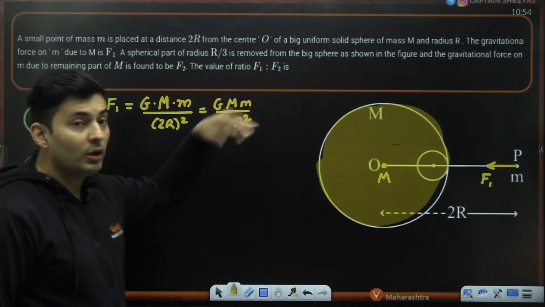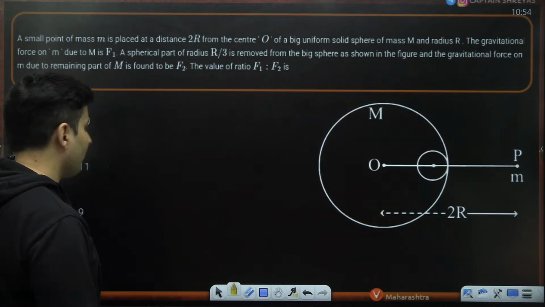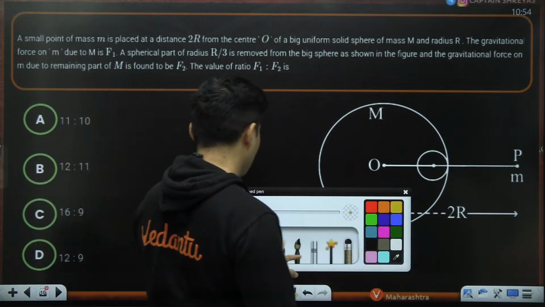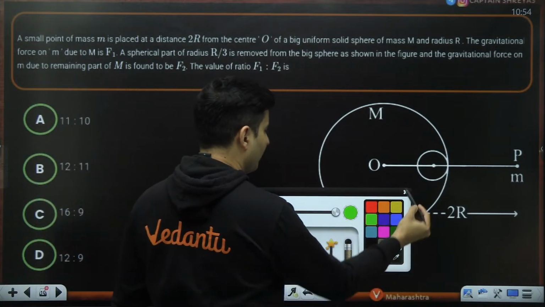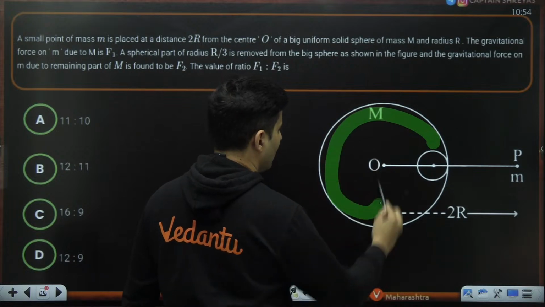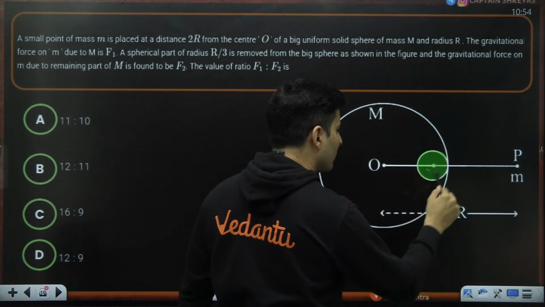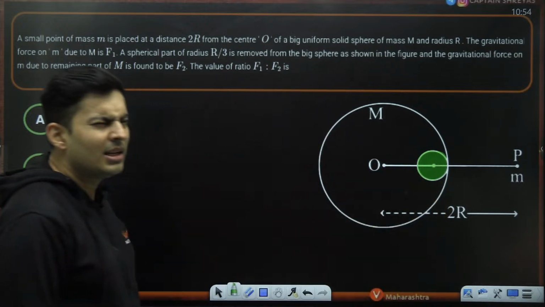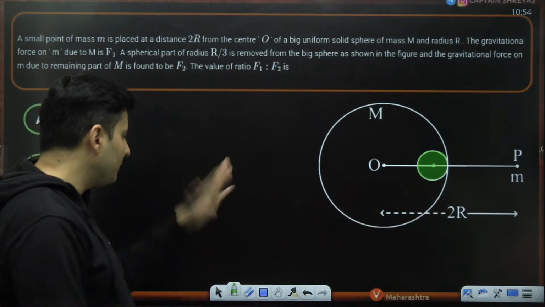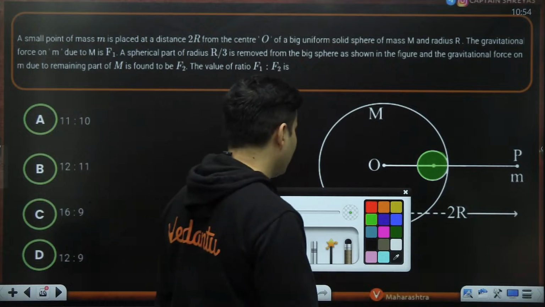Because I want to find the force only due to the remaining part, which means just this much, not the cavity. I will do one thing. I'll just find out how much force will come only because of the cavity. That will not be F2, it will be some F3, let's say, just because of that cavity.